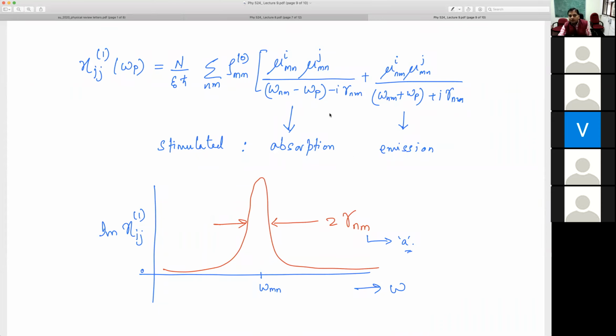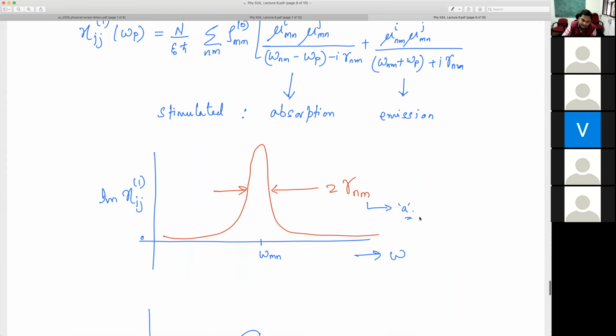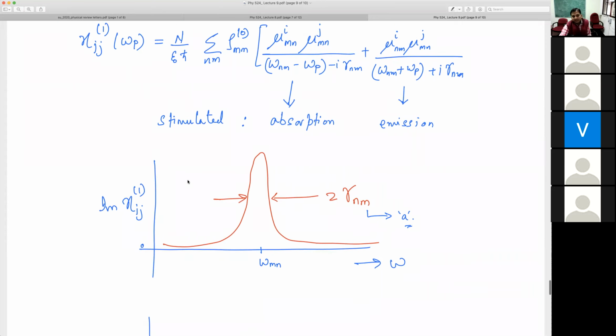So the imaginary part, the small imaginary part, is the broadening. The full width at half maximum is given by 2 gamma mn basically. Okay, so that's the imaginary part, and the imaginary part of chi is exactly related to the absorption spectrum.